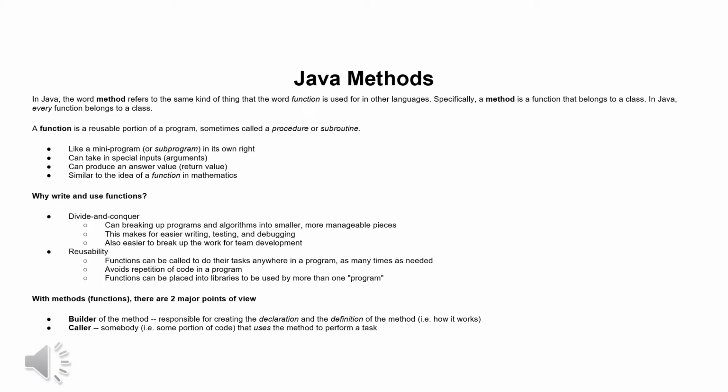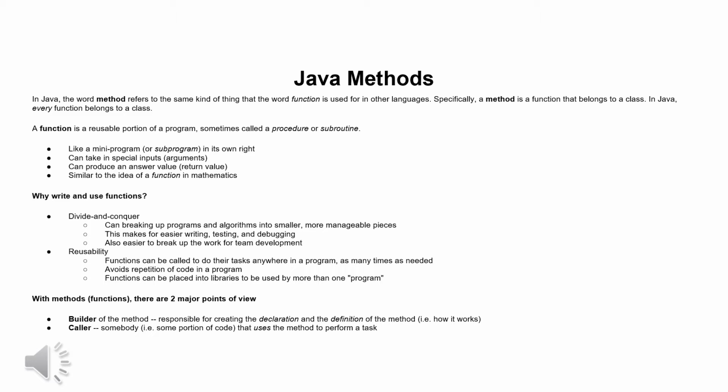When we talk about methods or functions, we should notice two major points of view. First, the builder of the method. Second, the caller of the method. What does it mean? When you want to have a method, you need to create and define that method: what it is going to do, what it is going to take as input, and what it is going to return as the output. So that's the builder of the method.